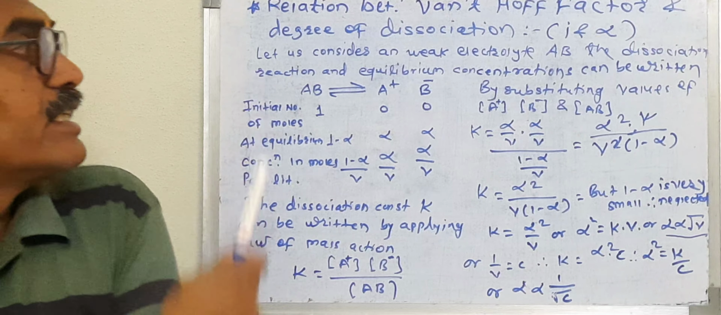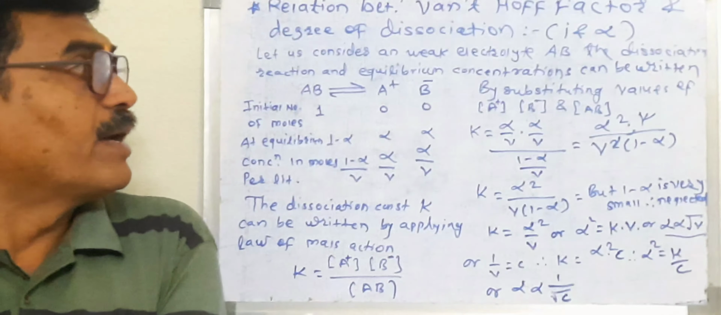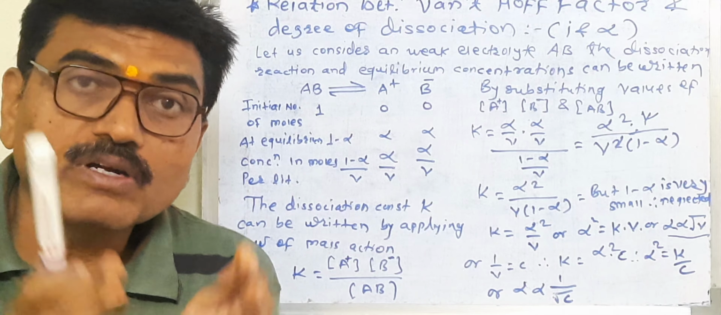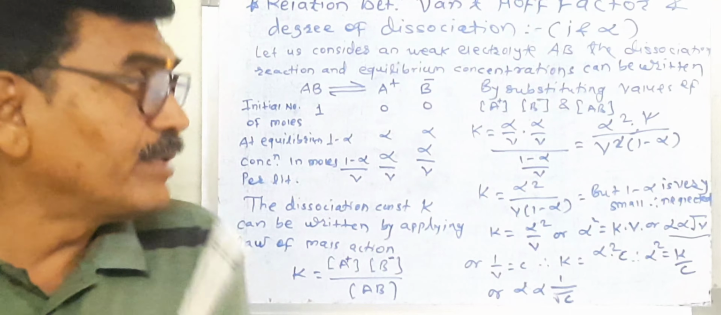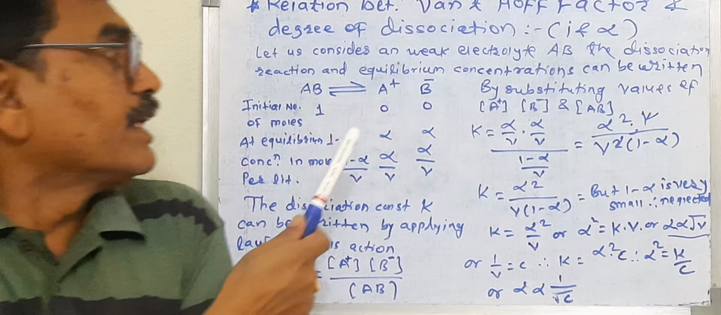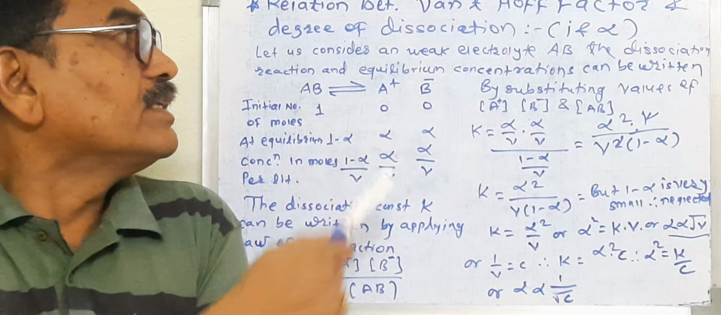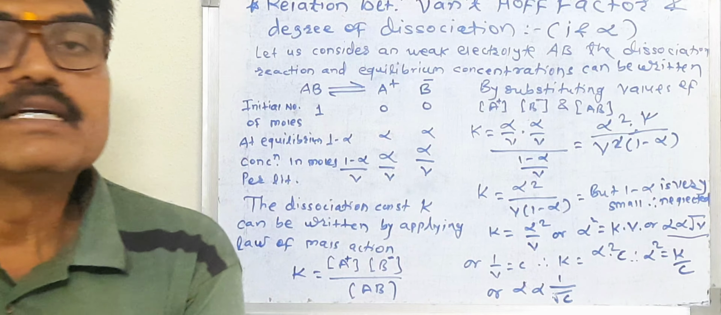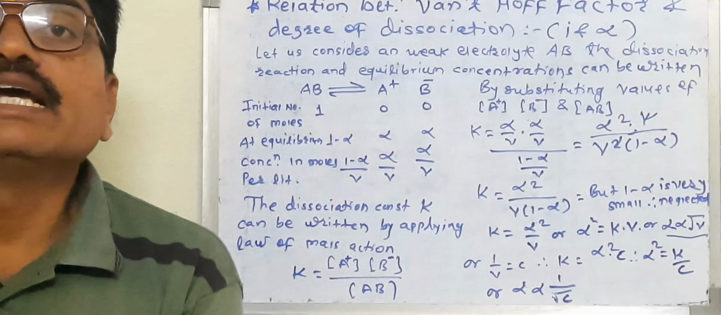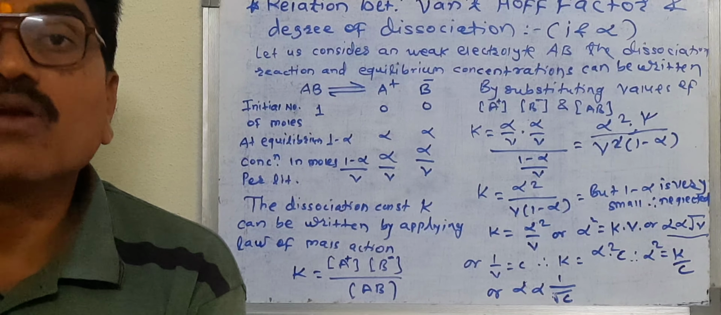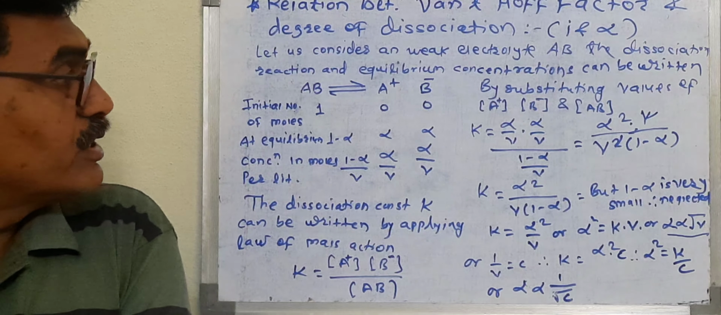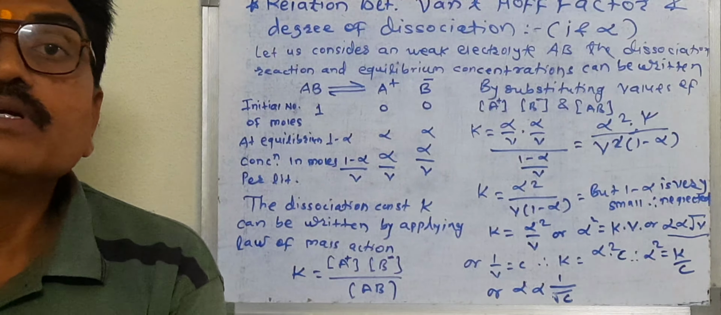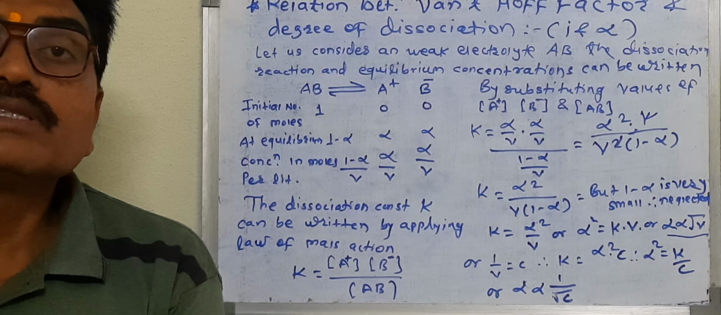Try to understand what the degree of dissociation is. It is defined as the fraction of the total number of moles that can be ionized or dissociated at the equilibrium stage. See here, the equilibrium constant K can be derived with the help of Ostwald's dilution law. That is, the dissociation constant K can be obtained or derived by taking the help of Ostwald's dilution law.